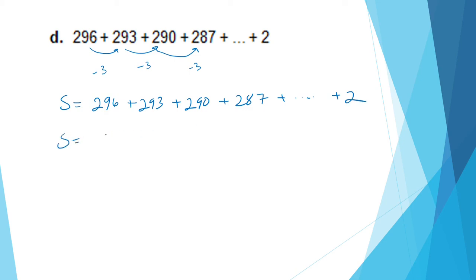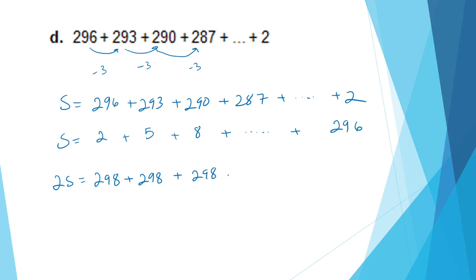We'll write it backwards again. So the first number is 2. Then since we're going backwards, we're going to add 3. The next number would be 5. The next number is 8. And we can continue the process all the way up to 296. I can add the two rows now. We have 2S equal to 296 plus 2 gives me 298, plus 293 plus 5 is 298 again. And if you continue, you'll always get a 298 all the way down till the end.